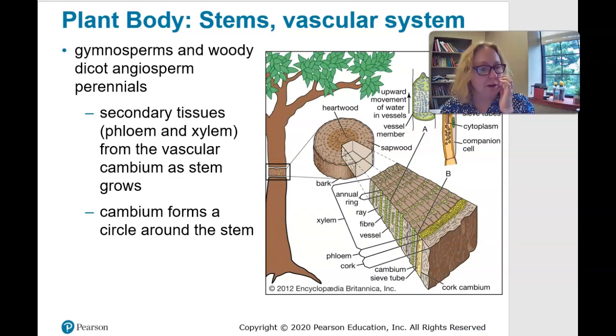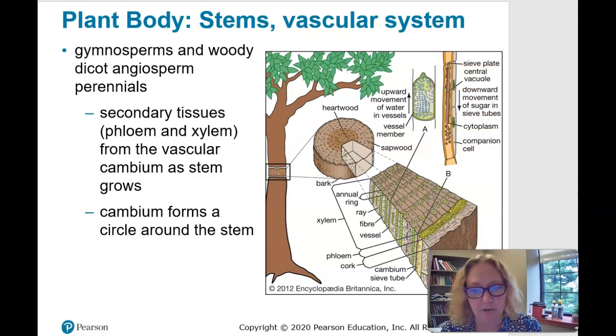Secondary tissue, xylem and phloem, form the vascular cambium. As the stem grows, it gets bigger. This creates tree rings. This is how you can count them, and you can also see how the weather was during that time, because you can see how much it has grown.